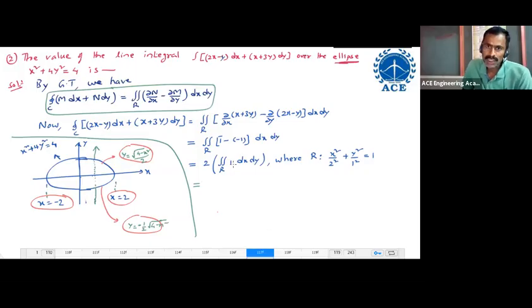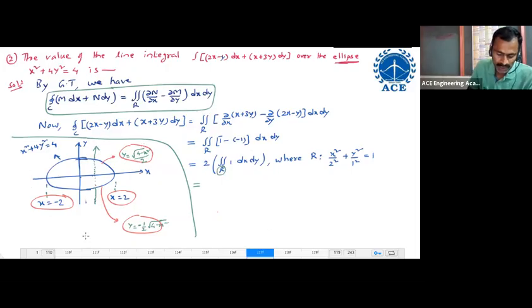In the multiple integral topic, I already told you that if the function inside the double integral is 1, that is the same as the area of the region. Inside the triple integral, function 1 is the same as the volume of the region. Here, within the double integral the function is 1, so this is the area of the given region only, where R is the ellipse region.